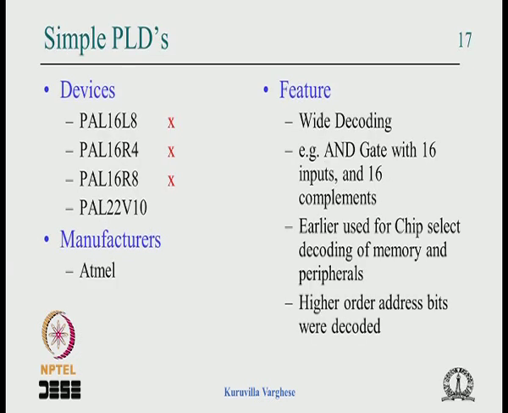So that is about the cascading. Then we look at the simple PLDs. At least earlier you had a device called PAL16L8, which we have seen, PAL16R4. Now this is a device which has some registers or flip flops at the output, which allows you to implement sequential circuits and data paths, mainly counters and finite state machines, and 16R8 where all the outputs have registers, and all these are not available now.